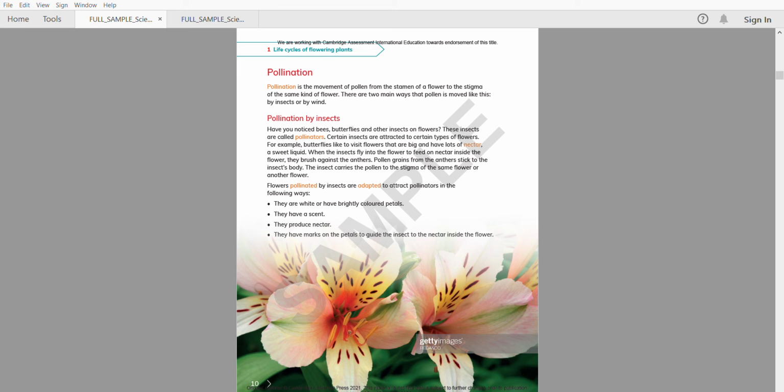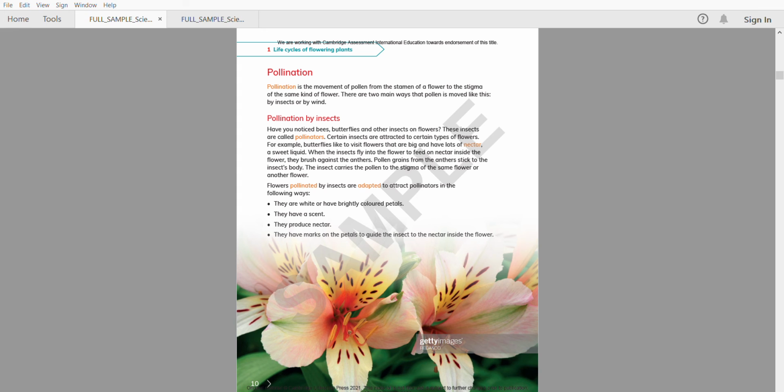Okay, we learned that pollination is the movement of pollen from the stamen of a flower to the stigma of the same kind of flower. Meaning to say, in the pollination process, there are some parts of the flower that are involved in pollination, and these are the pollen from the stamen, the male part of the flower, and also the stigma, which is the female part of the flower.